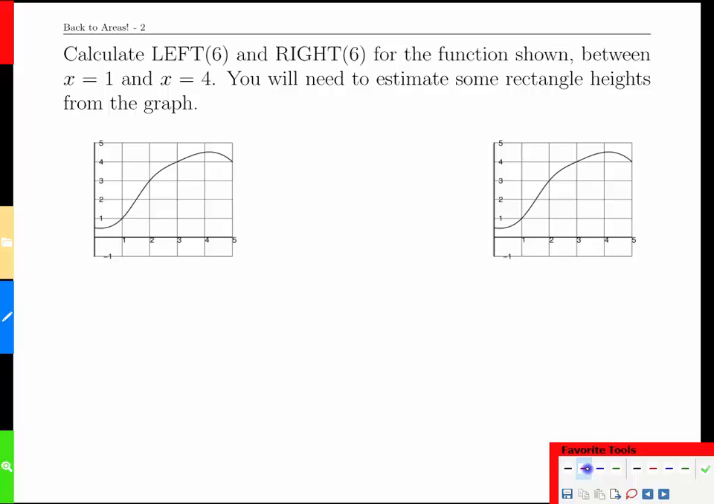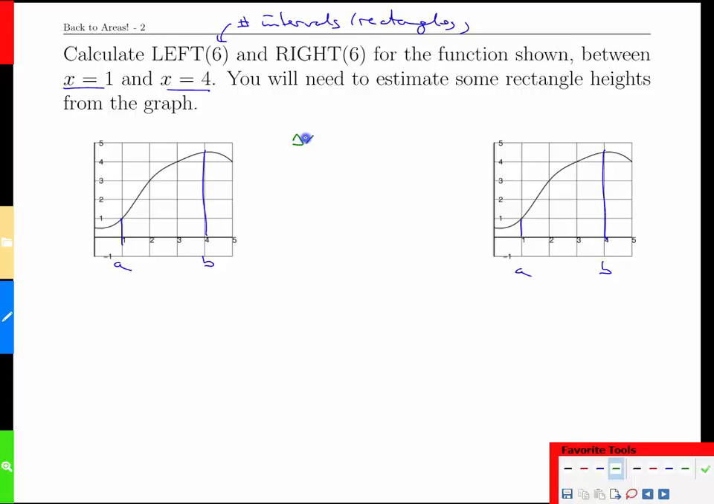As a computational example, what we're going to do is look at the left and right with 6 intervals. So whenever we put the number in here, that's our number of intervals or rectangles. And we're going to do that pictorially here, and we'll estimate some of the rectangle heights as part of that process. Our first step is to recognize the starting and end points. Okay, so there's our A and our B. We'll do this on the other side as well.